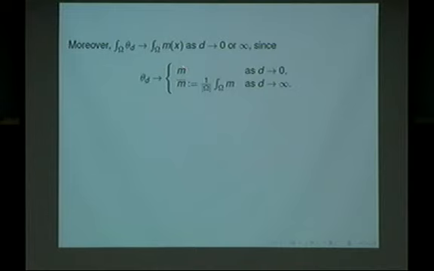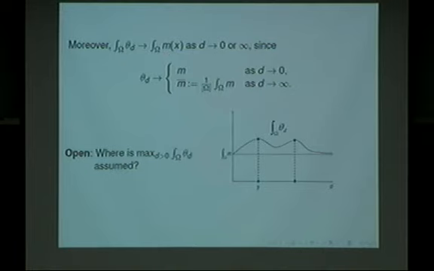When d is small, each individual doesn't move so much. Therefore, theta_d goes to m. Then, in either case, the integral of theta_d goes to the integral of m, right? d goes to 0 or infinity. Therefore, in this picture, if the horizontal axis is d, then the integral of theta_d as a function of d always lies above this constant, the integral of m. And on the two ends, 0 and infinity, it approaches the constant integral of m. In between, it's positive. It's bigger than that.